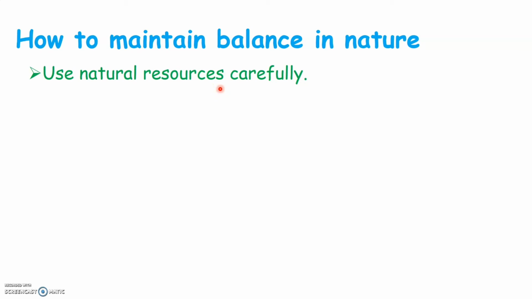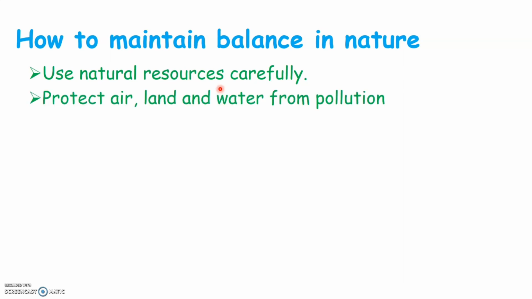Now the next way in which we can maintain a balance in nature is by protecting air, land and water from pollution. So we have already learned that pollution causes an imbalance in nature, which means it can affect the life of plants and also animals. So it is important to protect air, land and also water from pollution in order to maintain a balance in nature.